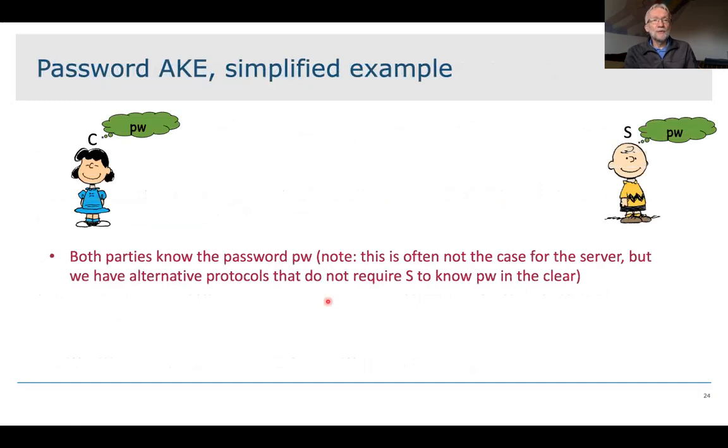So here's a simplified example of the main idea. We have, again, the client and the server, but now all they have in common is a password. I'm assuming here that the server knows the password in the clear, which shouldn't really be the case, but for simplicity, we assume this. There are also examples of password-based AKEs where the server does not have to know the password in the clear. Okay, but the idea is the following.